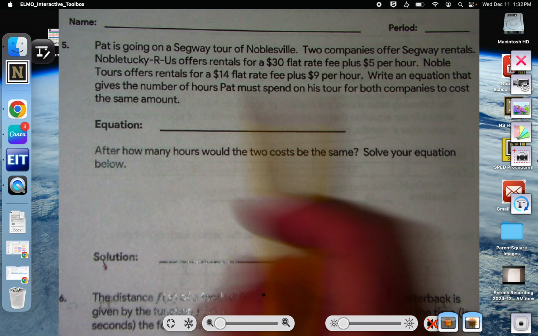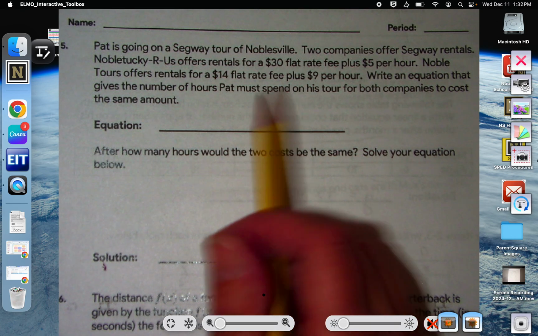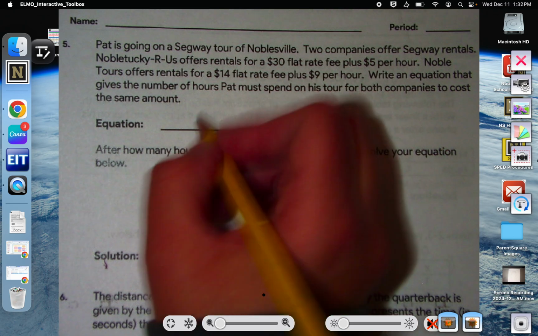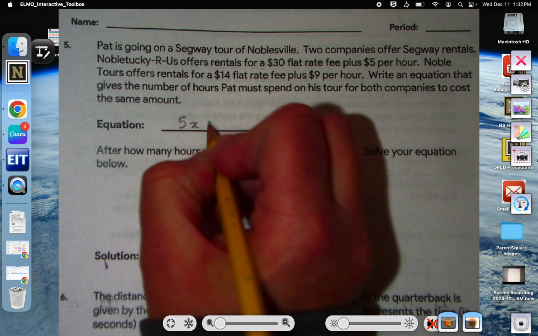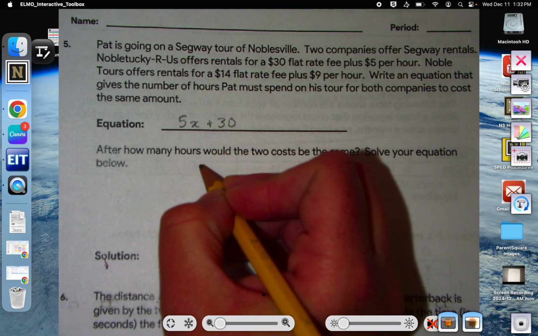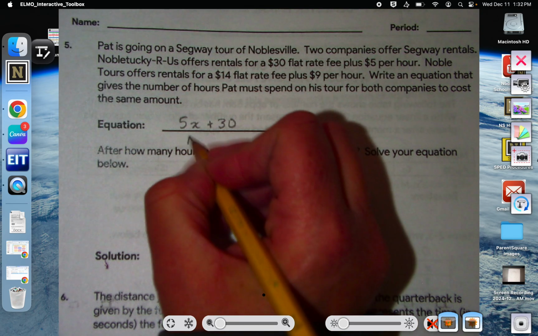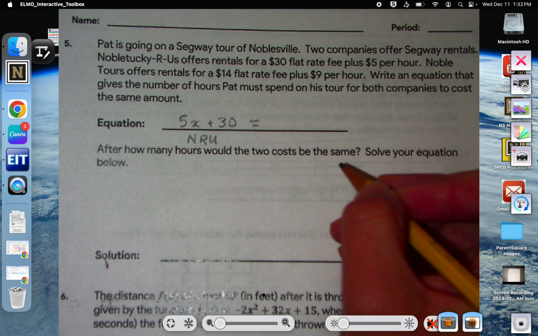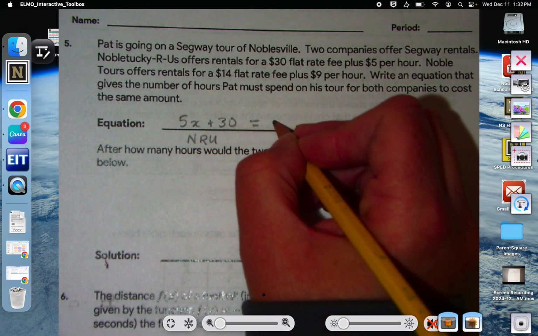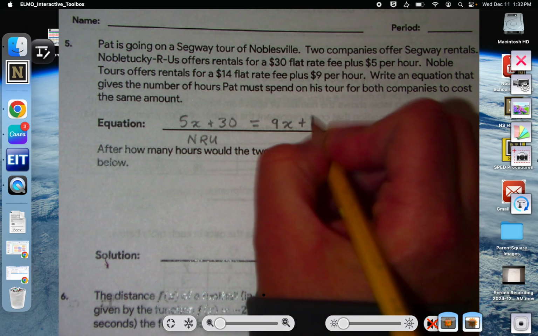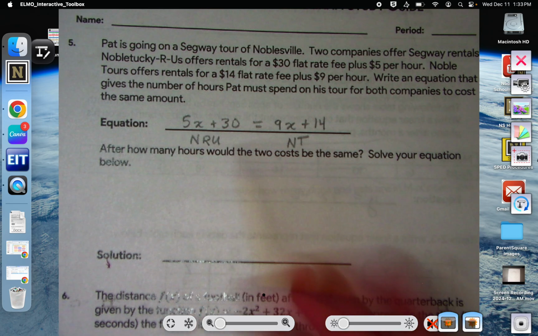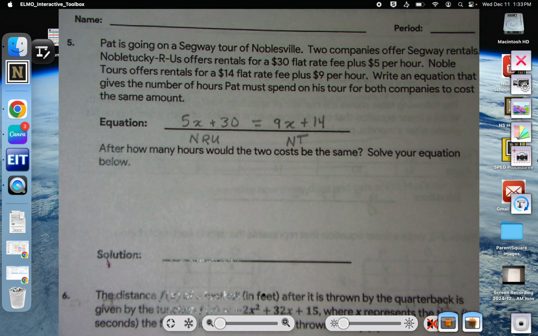So we're just going to take the information for both companies and set them equal to each other, because that's what we want to know. When would they be the same? So we're going to have 5x plus 30, and that would be the first company. When will that equal the $9 per hour plus 14, and that is the second company? So when would it not matter, or when would it matter, depending on where you want to go?